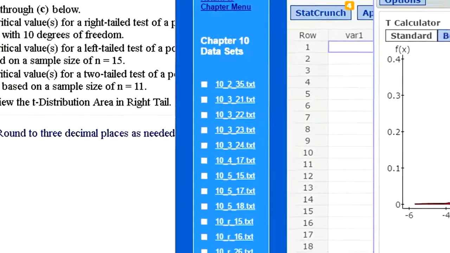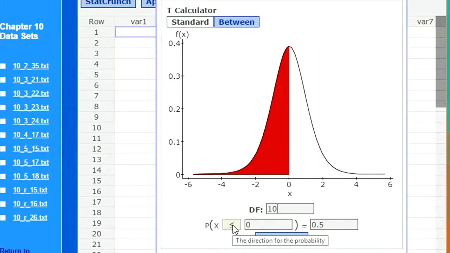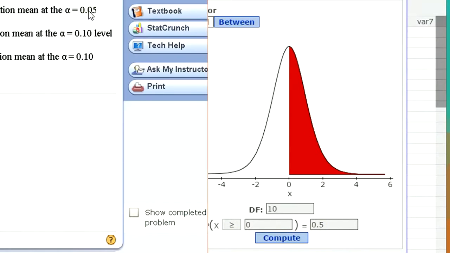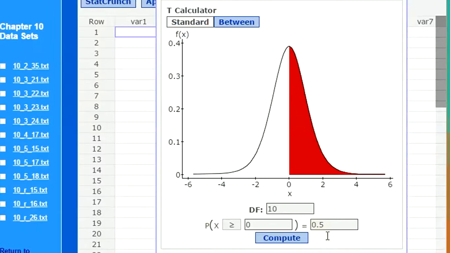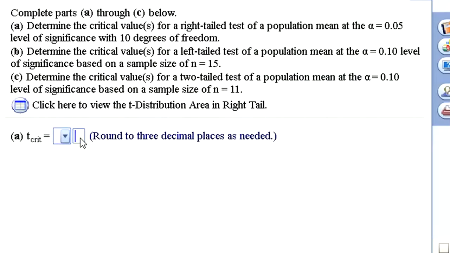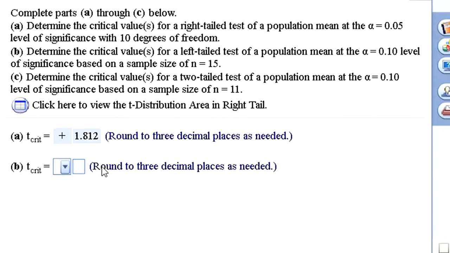Degrees of freedom is set to 10 coincidentally by default, but I want to do a right-tailed test, so I click this to be greater than or equal to, and now I'm going to set my alpha level. What was it? 0.05. Okay, so just correct that here and hit enter, and I get my cutoff. This is great. 3 decimal places, I'm going to take 1.812 and bring it in here. My t critical value is equal to positive 1.812 for the right-tailed test.